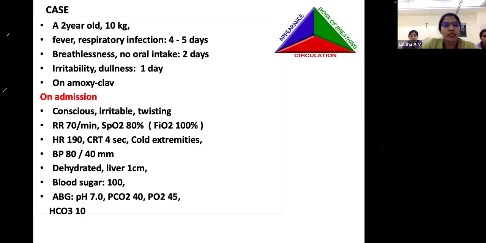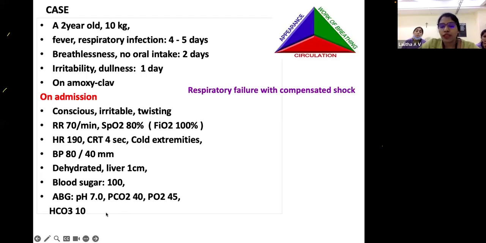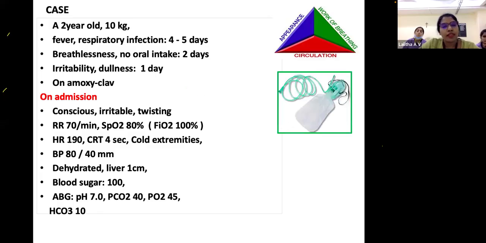So he has some compensated shock. Blood sugars are maintained, and look at his ABG, this is arterial blood gas. It shows severe respiratory acidosis along with hypoxemia as well as metabolic acidosis. So we are dealing with a child with respiratory failure and compensated shock. This child has been started on NRBM, an IV line has been established, a fluid bolus was given, and liver size and hemodynamic monitoring were done.